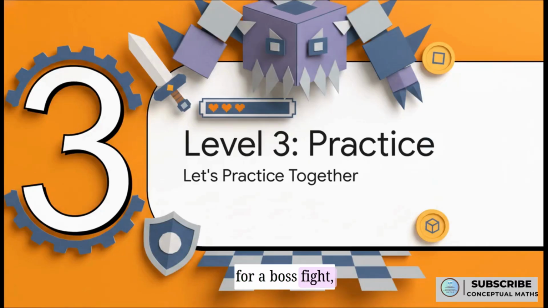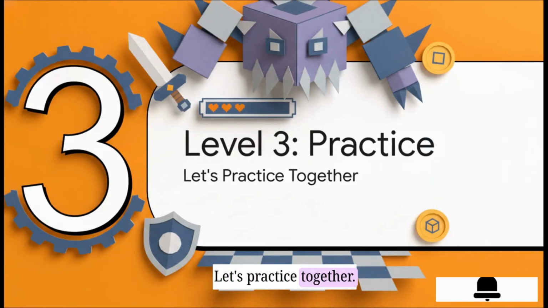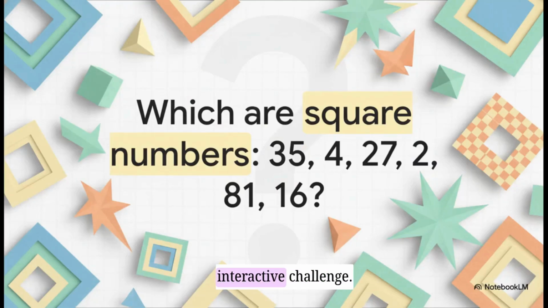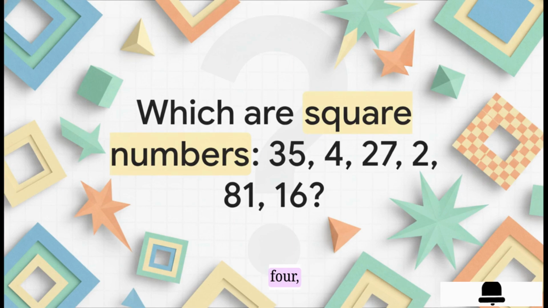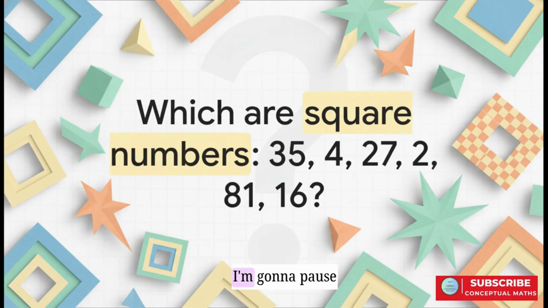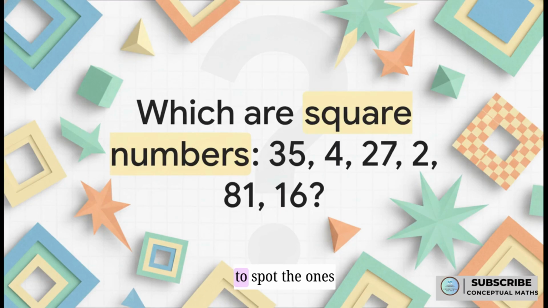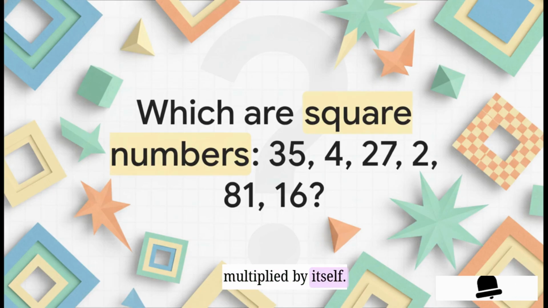All right, time for a boss fight. Level 3. Let's practice together. Here is your first interactive challenge. Take a quick scan of this list. Which of these are square numbers? We've got 35, 4, 27, 2, 81, and 16. I'm going to pause for just a second. Try to spot the ones that are a number multiplied by itself.